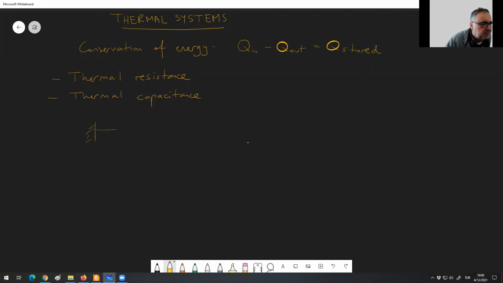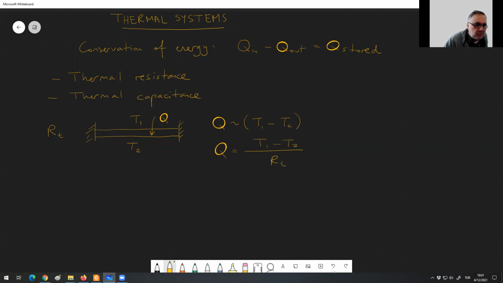You learn about these in heat transfer, but let's say that this is RT, the thermal resistance. Let's say you have a slab with T1 on one side, and T2 on the other side. If T1 is greater than T2, there is a heat flow. And we know that the heat flow is proportional to this temperature difference, T1 minus T2. You can write the constant of proportionality as follows: T1 minus T2 over the thermal resistance RT. This is like I equals delta V over R in electricity, okay? So RT is the thermal resistance.